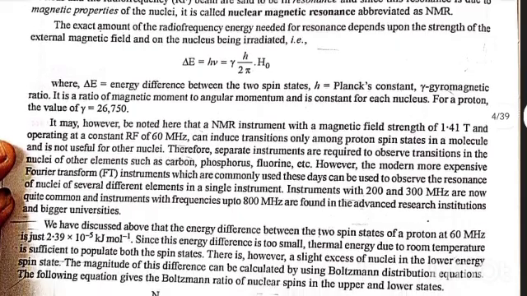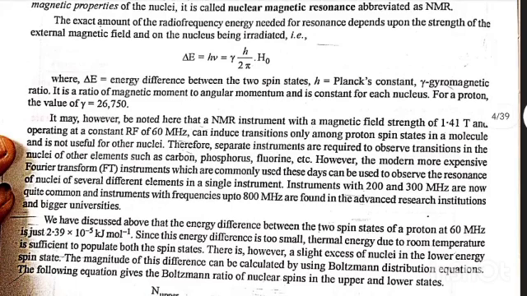That is, delta E is equal to h nu is equal to gamma h by 2 pi times H naught, where delta E is the energy difference between the two spin states, h is Planck's constant, and gamma is the gyromagnetic ratio. It is the ratio of magnetic moment to angular momentum and is constant for each nucleus. For a proton, the value of gamma is 26,750.